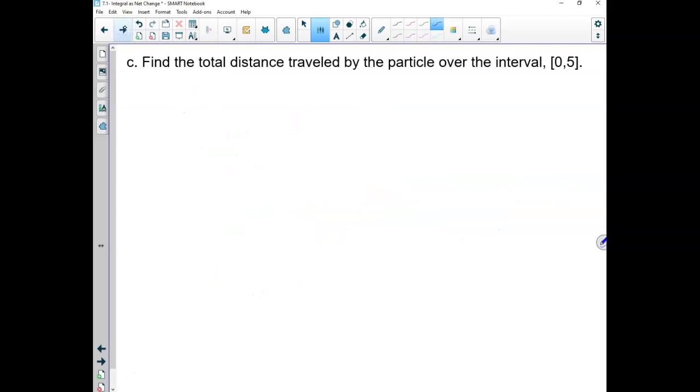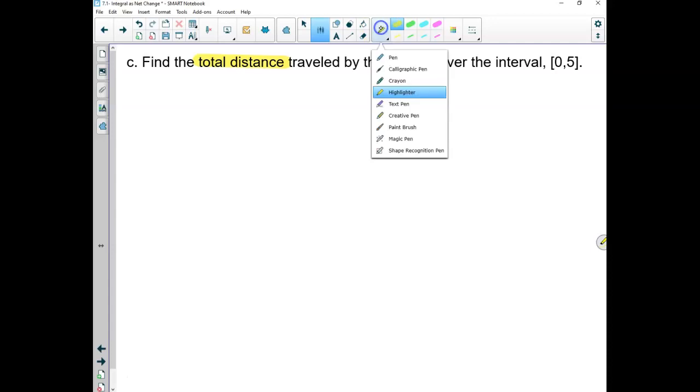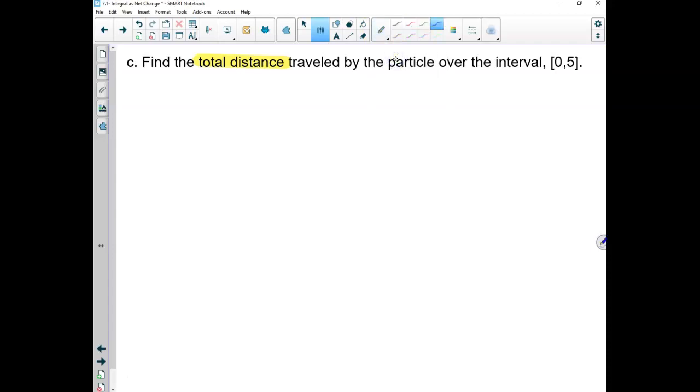But the question, last question today, is find the total distance traveled by the particle over the interval 0 to 5. My total distance, totally different question. Total distance. Do I need to know where I started from to find out my total distance traveled? Okay? No, we do not. There is no need for initial position.